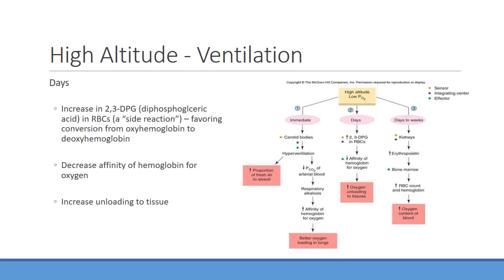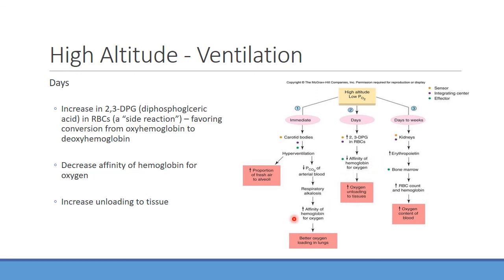Over the course of days, when you stay in the high altitude setting, you're going to find you have an increase of a product called 2,3-DPG, or 2,3-diphosphoglycerate. Basically, this will end up being formed in the red blood cells as kind of a side reaction that favors the conversion from oxyhemoglobin to deoxyhemoglobin. Essentially, that 2,3-DPG will sit into the deoxyhemoglobin, kind of helping to stabilize that conformation to a higher degree. What this does is actually help to decrease the affinity of hemoglobin for oxygen, and will help to increase the unloading of oxygen out to the tissue.